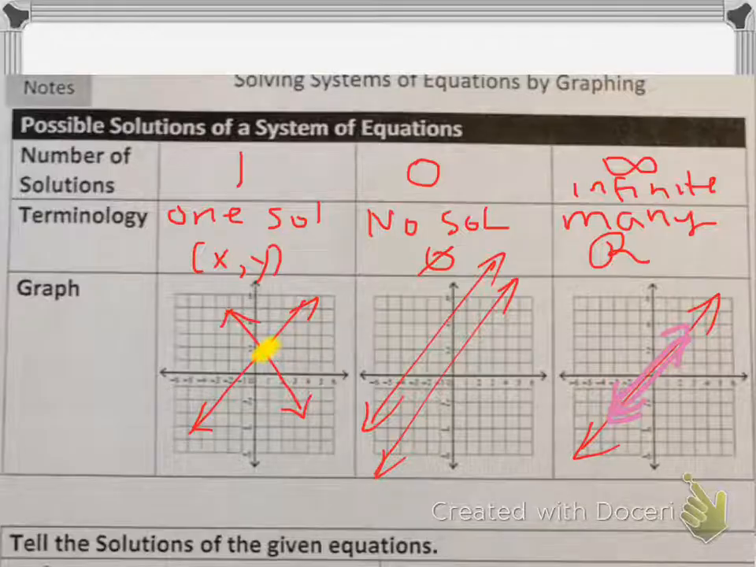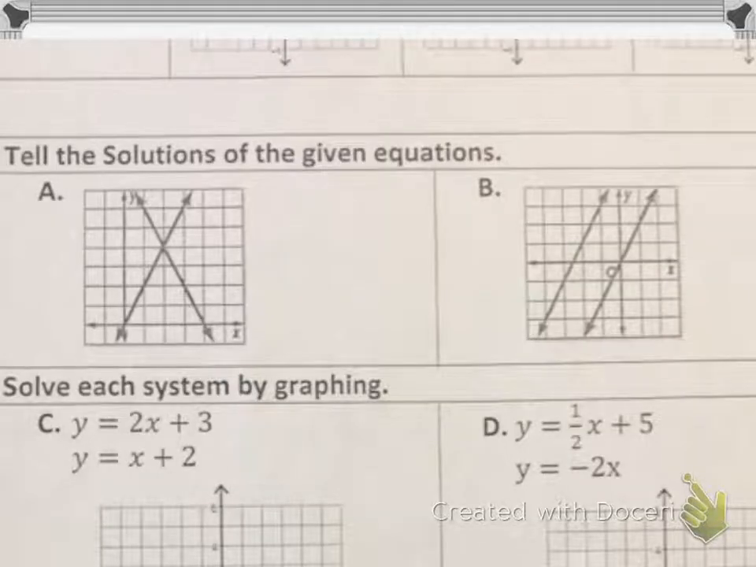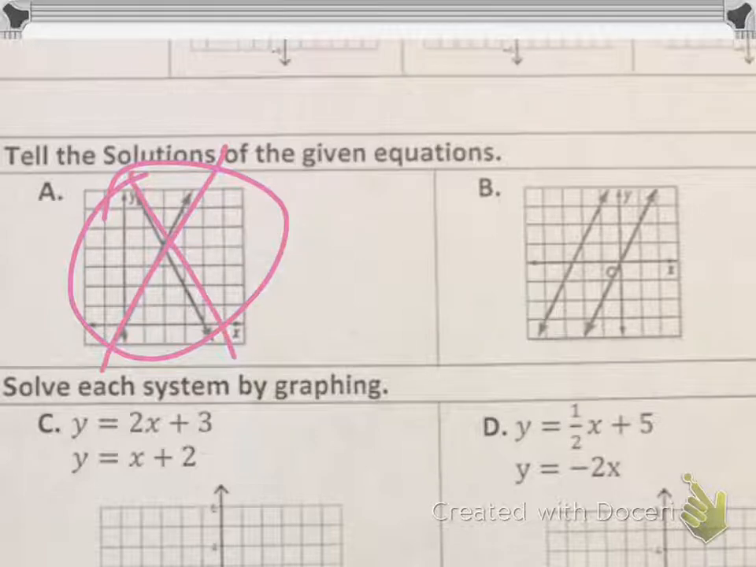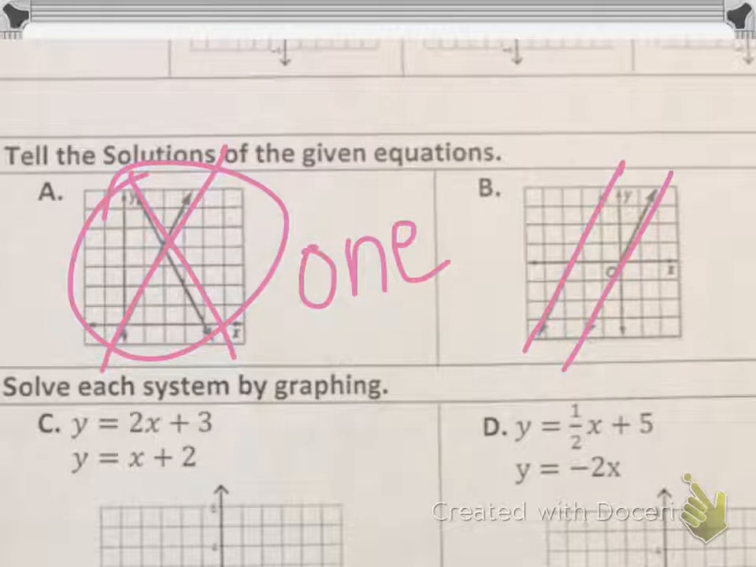So what we're going to do today is graph some of these and also talk about their solutions. So A right here says tell how many solutions we have. Well, we have a line that intersects a line right there. Anytime they intersect each other, we have that one ordered pair solution. So this would be one solution. Over here we have these parallel lines. Parallel lines are never going to intersect each other, so this is no solution. You can write it with that symbol, or you could write the words no solution.